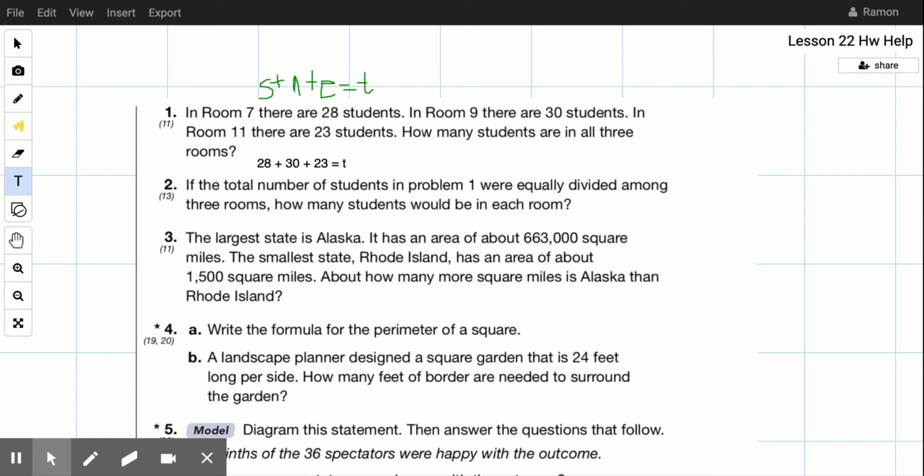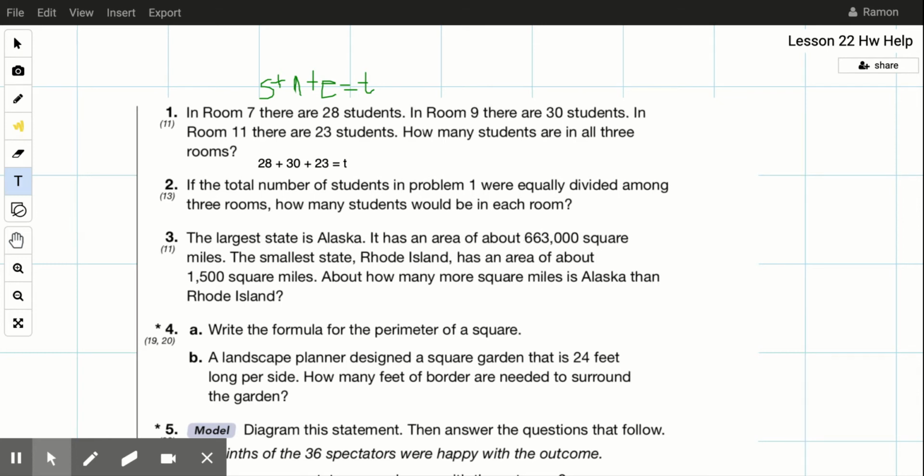If the total number of students in problem 1 were equally distributed among 3 rooms, how many students would be in each room? Well, in problem 1, we have 1, 2, 3 total rooms. So you'd have to take your total from the first problem. And if we're going to divide it equally, we have to divide it by 3.